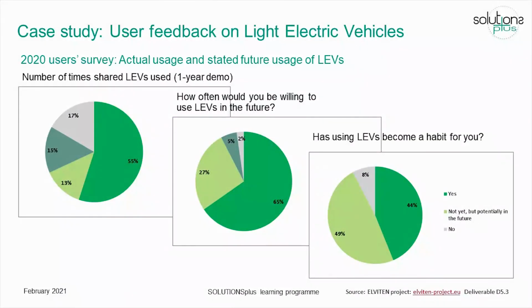These graphs show the difference between actual usage and intended usage. So this is a very important way to decide how to phrase the question. And in the third graph, we asked whether light electric vehicles has become a habit. 44% said yes, and 47% said not yet, but potentially in the future. So these 3 graphs show the difference between how people have really used the vehicles and how they say that they will intend to do so in the future.